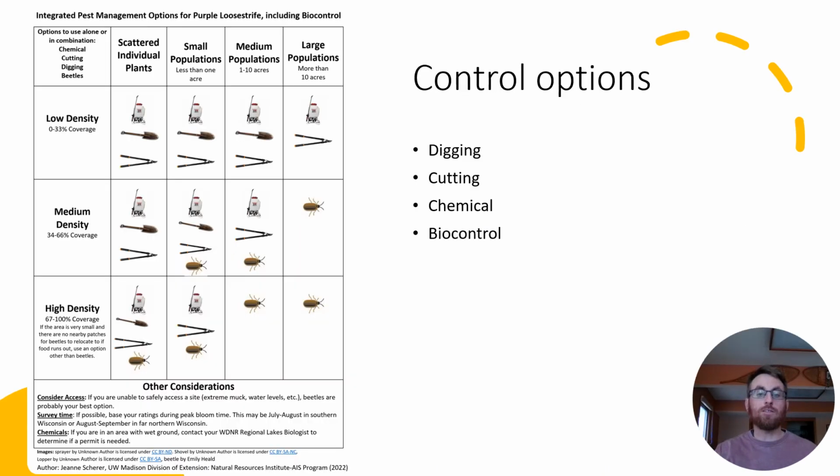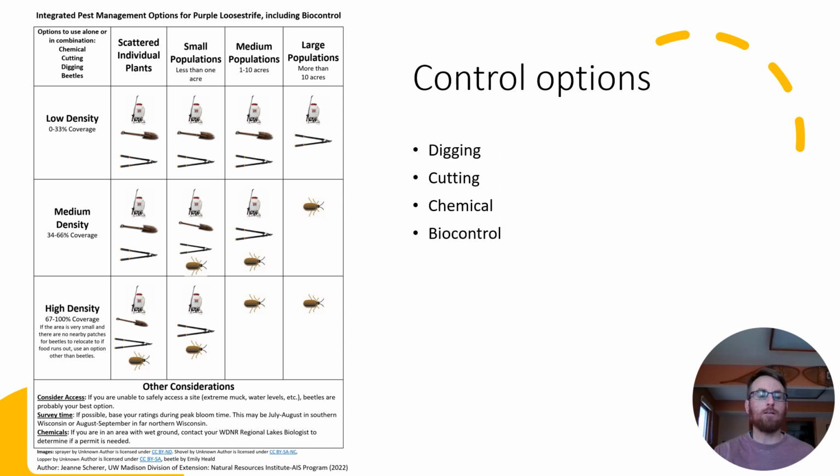There are four basic control options for purple loosestrife. There are mechanical controls such as digging and cutting the plants out of the wetlands. There's chemical control using herbicides, and the biocontrol. This chart here on the left shows some of the control options and their effectiveness, and really shows how we use an integrated approach to dealing with purple loosestrife.